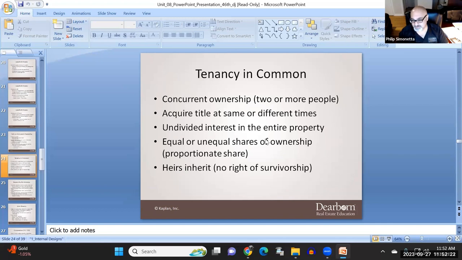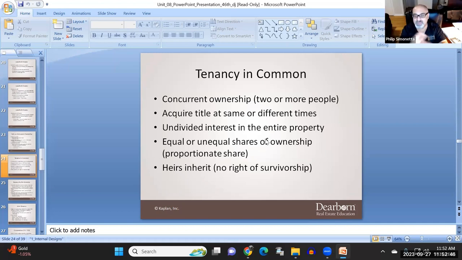Tenancy in common is concurrent ownership by two or more people. They can acquire the title at the same or different times. That means two people can buy the property today, and 2 years from now, they can bring in a third partner and split it three ways. Or they can split it half one person, quarter, quarter. They can do it however they want.